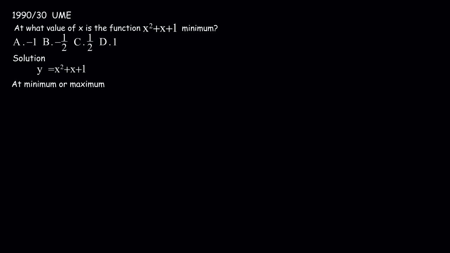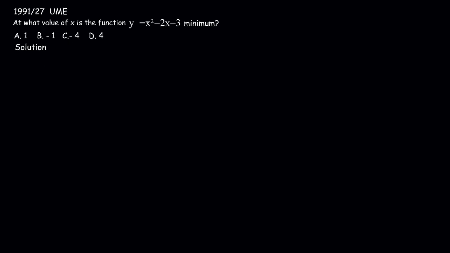And recall at turning point, that at minimum or maximum, the dy over dx is equal to 0. So differentiating our equation, dy over dx will be equal to 2x plus 1. Now substituting dy over dx equals 0, 2x plus 1 will be equal to 0. Simplifying further, 2x will be equal to minus 1. And dividing both sides by 2, x will be equal to minus 1 over 2. And the correct answer is B.